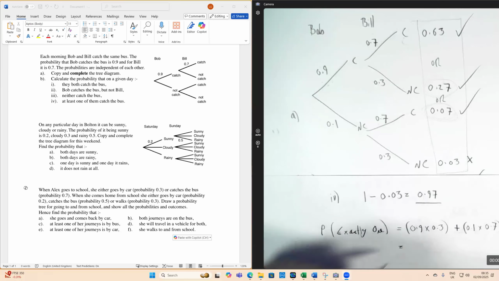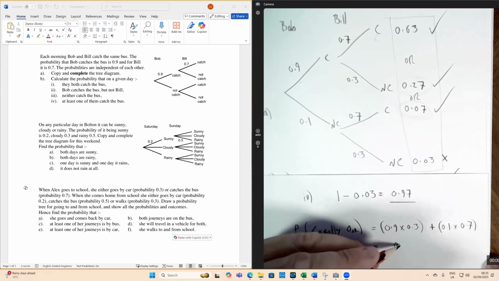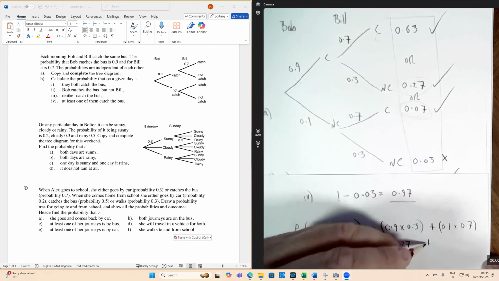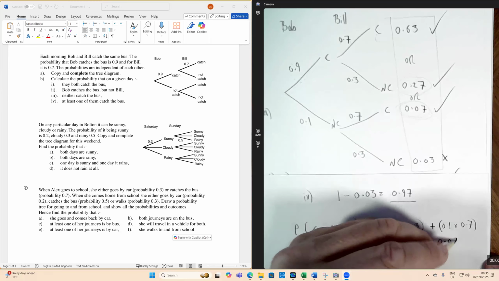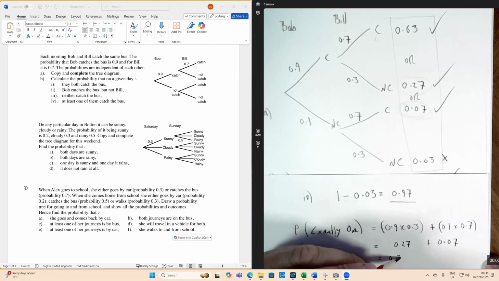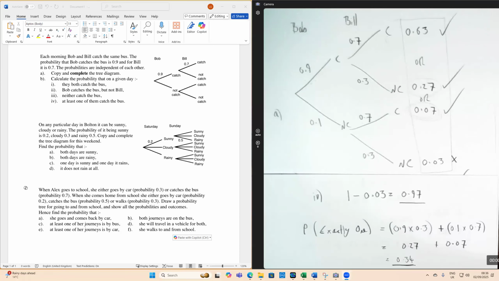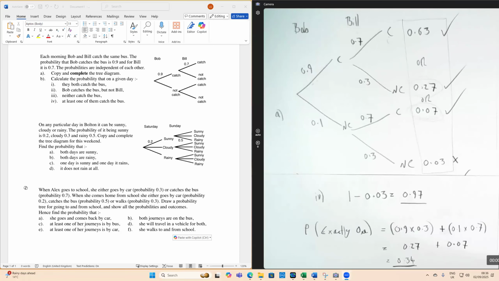So if they ask you the probability that exactly one of them catches a bus, that's how you would work it out. So we're going to do 0.9 times by 0.3, which is our 0.27. And then over here, we've got our 0.07. So we've got 0.27, add our 0.07. We add those together, and that gives us 0.34. Okay, so 0.34 is our probability that exactly one of them catches the bus.